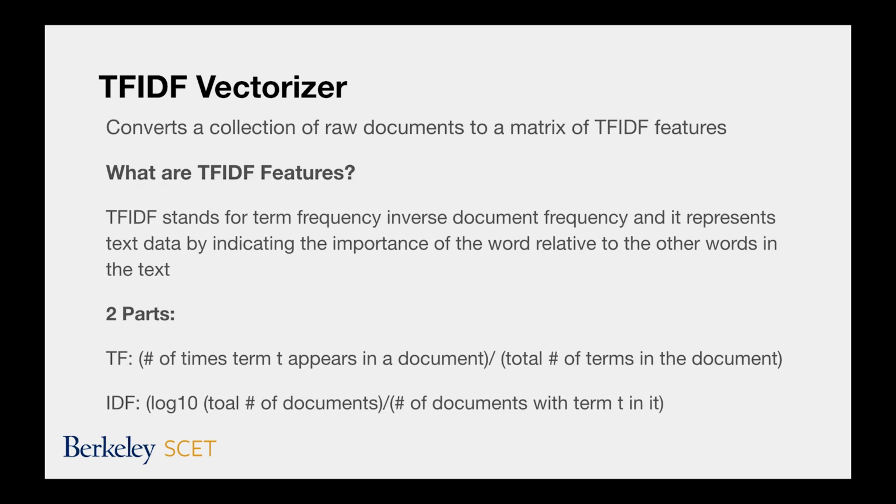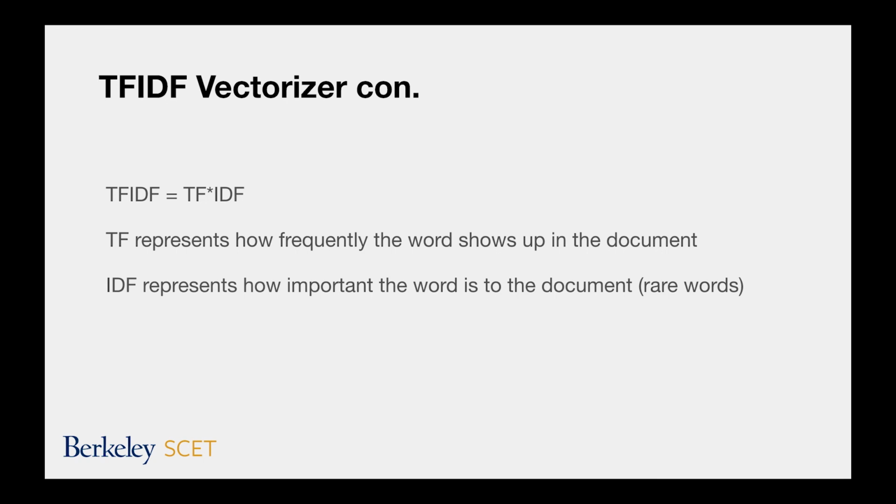What this equation really means is that TF represents how frequently the word shows up in the document, and IDF represents how important the word is to the document. So it actually calculates words that are more rare. What you're trying to do is calculate the importance of a word by saying how often it shows up, but also how rare the word is. And you multiply these together to calculate numerical data for the text.